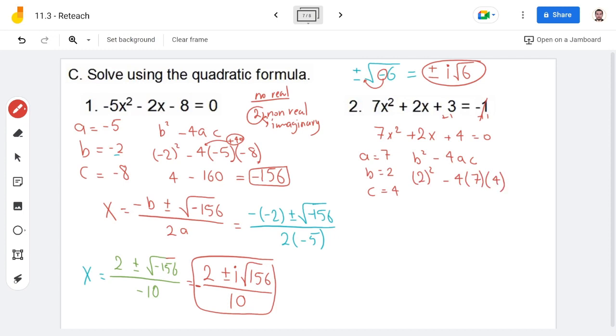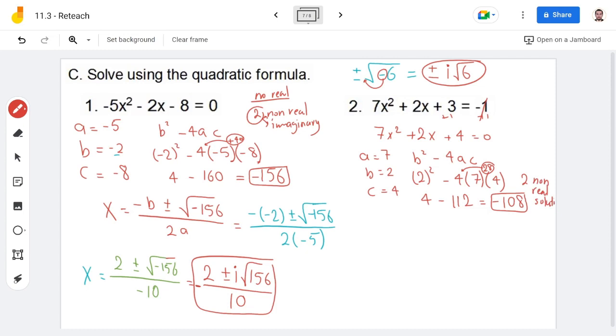Okay? Now 2 to the power of 2 is equal to 4, minus 4 times 7 is equal to 28. Now 28 times 4, which is equal to 112. Okay? 112 minus 4 is equal to negative 108. So this one, how many solutions? Two non-real solutions.